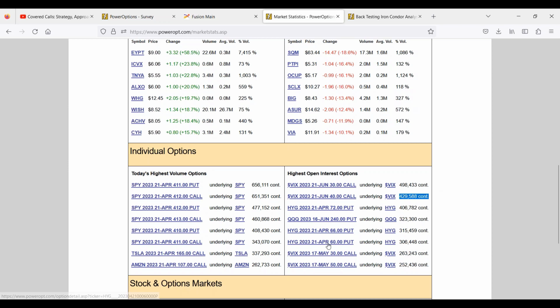QQQ, HYG, 21st of April. HYG, don't know. They usually are in there. But then the VIX 17s also, and that's at 30 and 50. Similar number of contracts. I wonder if that's a bear spread or a bull spread or some other thing I'm not even thinking of. That's okay.